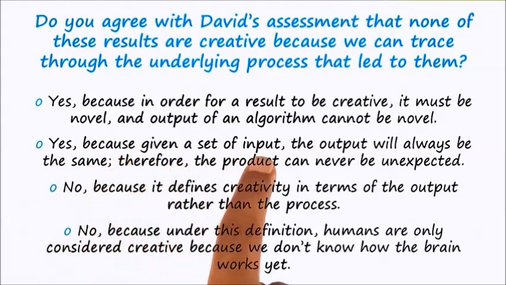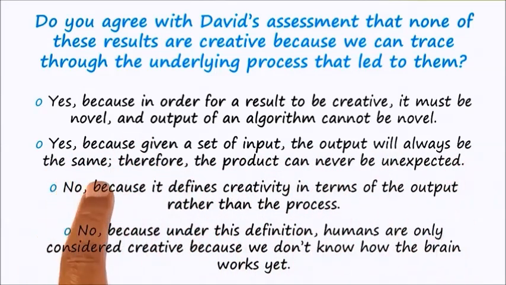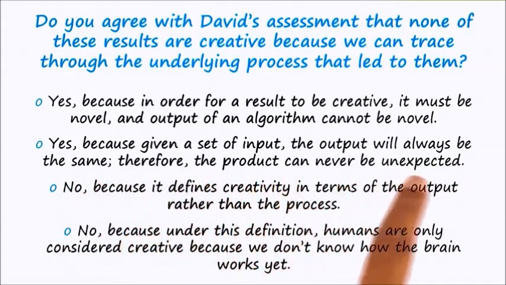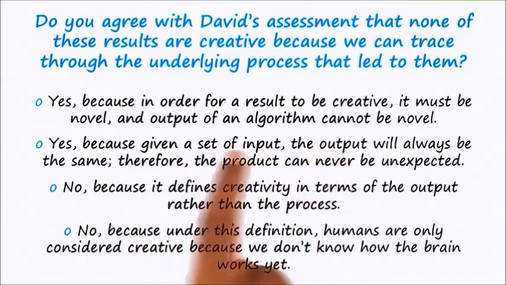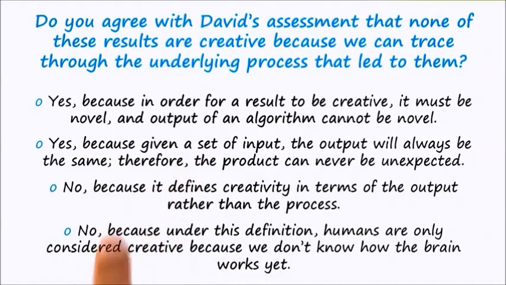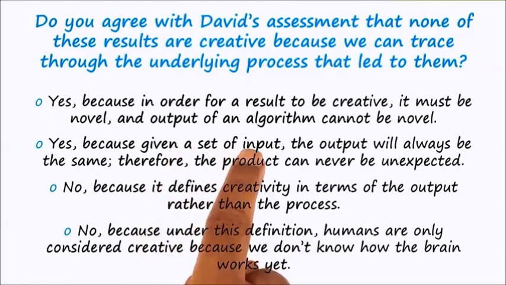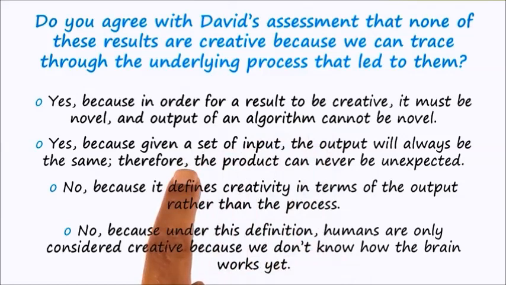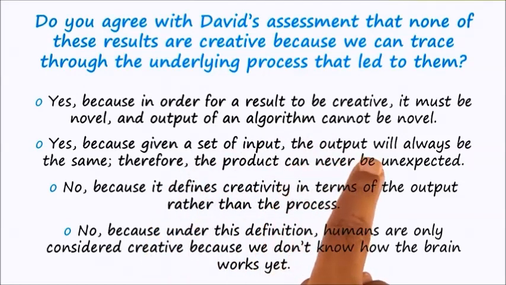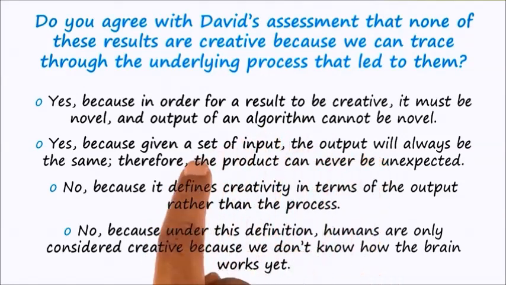Let's look at the second answer. Yes, because given a set of input, the output will always be the same. Therefore, the product can never be unexpected. The output will depend not just on the input, and not only on the methods of the system, but also the situation in which the methods are situated. The output depends not just on the input and the method the AI agent uses, but also the context in which the AI agent is situated. For example, given the same input but different context for the input, the agent may come up with very different outputs, very different understandings of that same input, as we saw in this section on understanding.